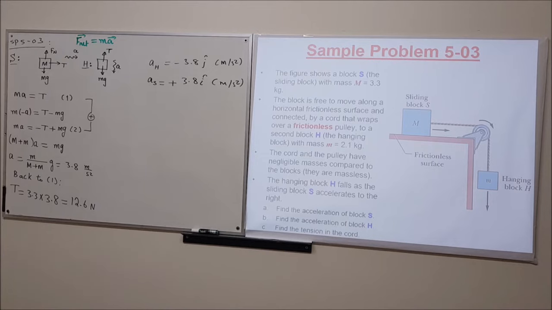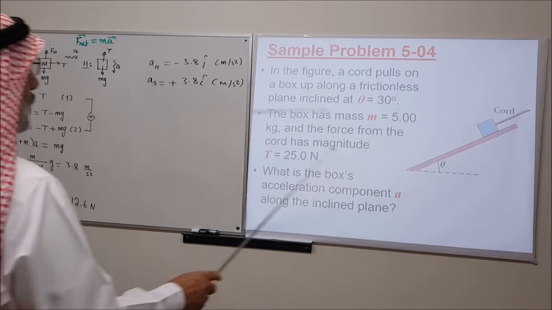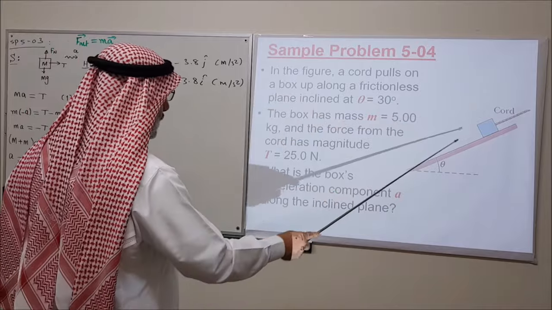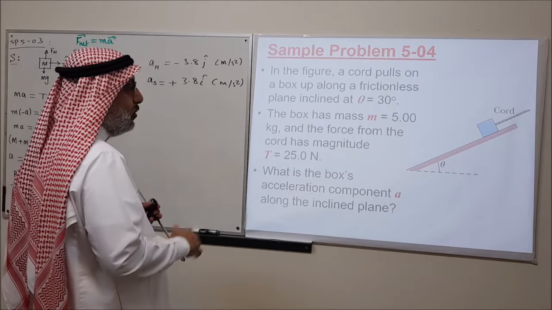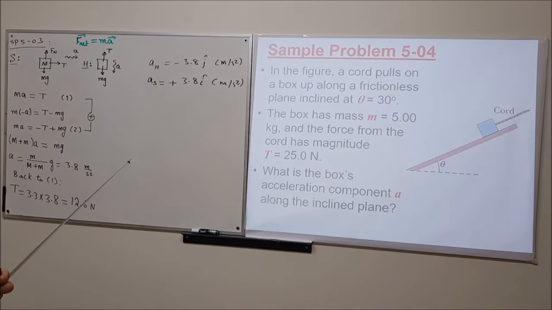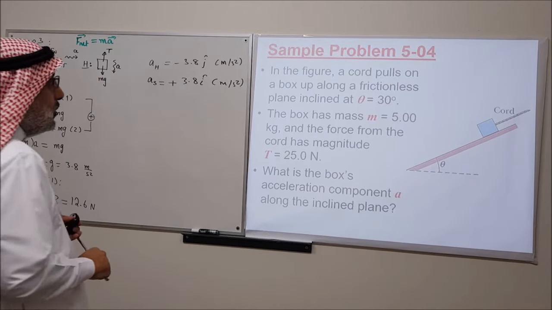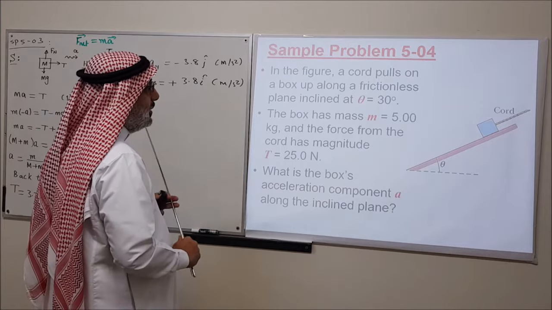Let's now consider the next example, where we have motion on an inclined plane, a very important type of motion, and therefore it is necessary to analyze such a motion. The problem says, in the figure, a cord pulls on a box up, so it is moving it up along a frictionless plane. Note that all the problems we do in chapter 5 are on frictionless surfaces. We will consider friction in the next chapter. So it is pulling it up along a frictionless plane inclined at an angle theta of 30 degrees.